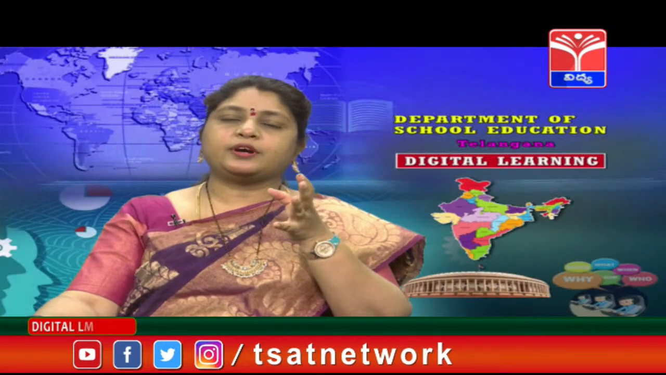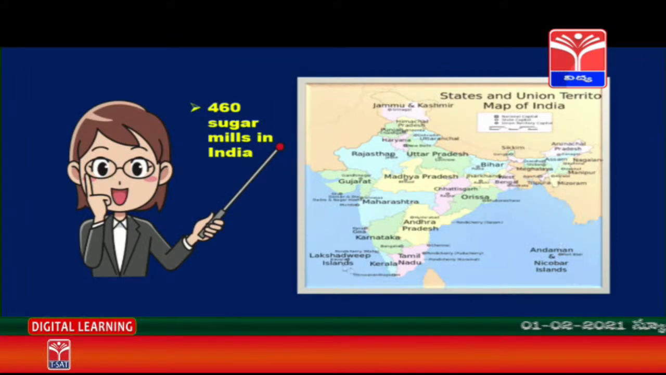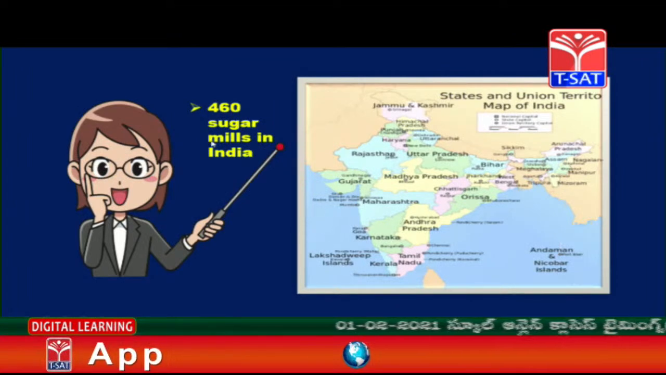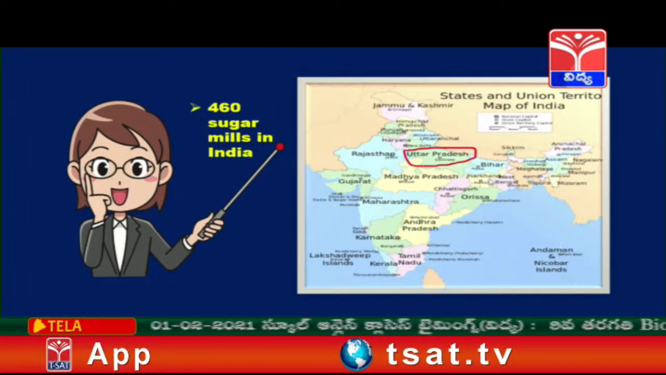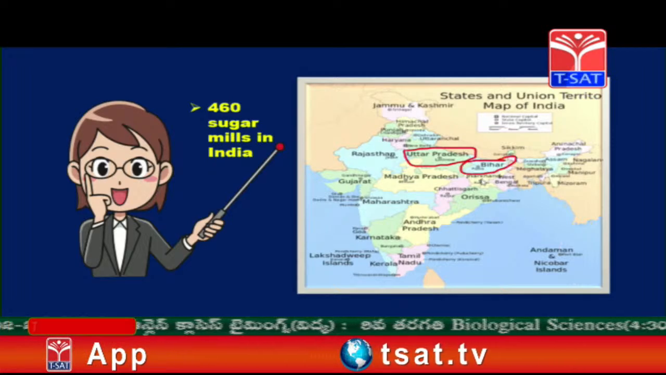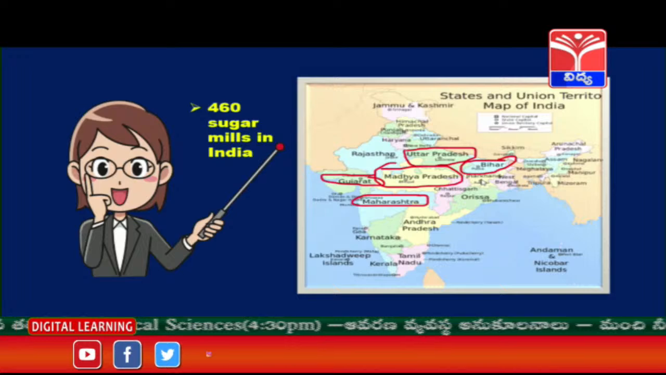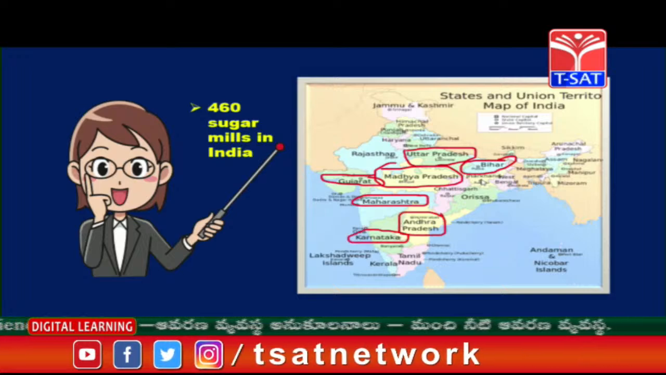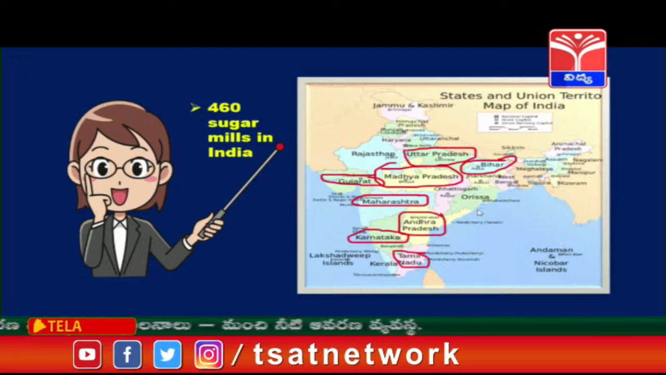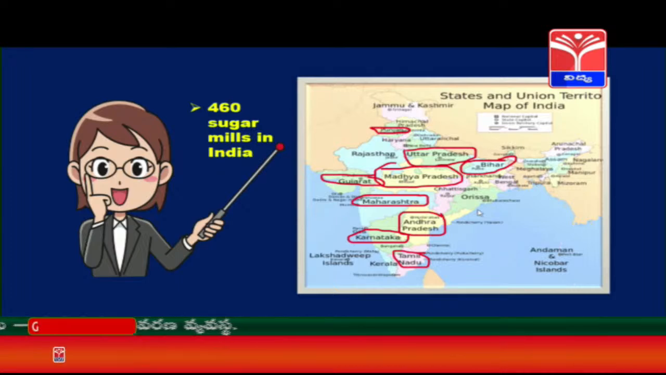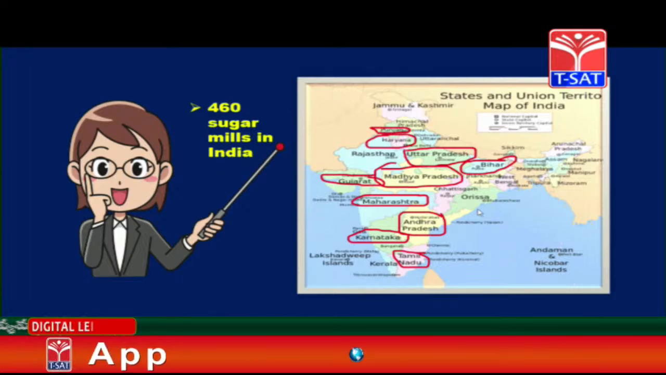Then, how many sugar mills are there in India? There are 460 sugar mills in India. Where are they located? Uttar Pradesh, Bihar, Madhya Pradesh, Gujarat, Maharashtra, Karnataka, Tamil Nadu, Andhra Pradesh, Telangana, Punjab and Haryana.